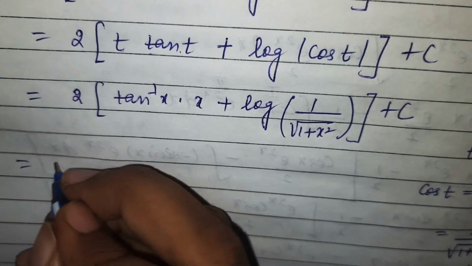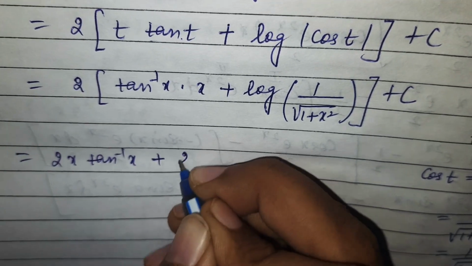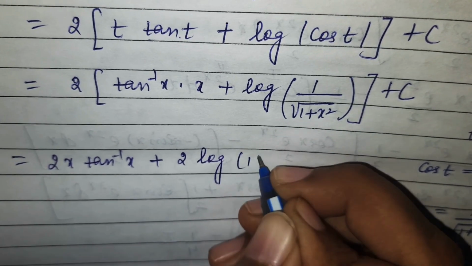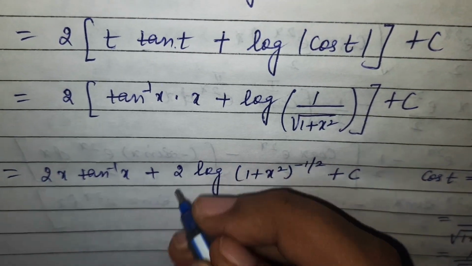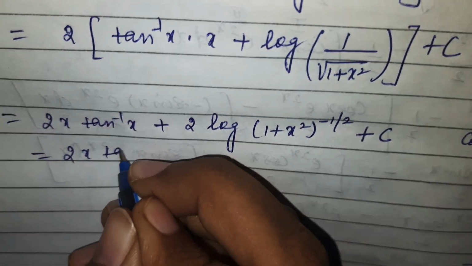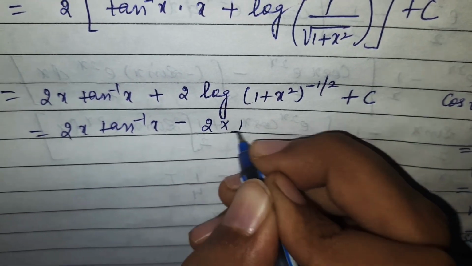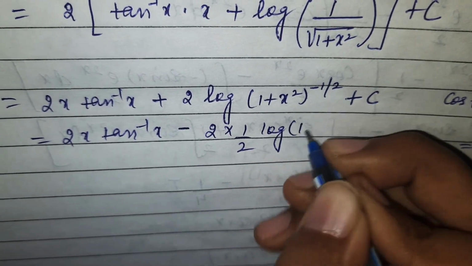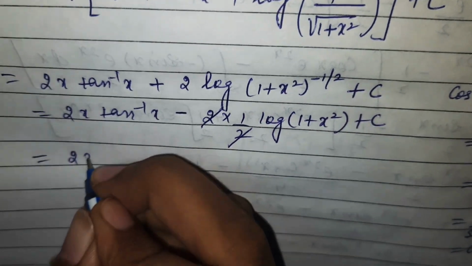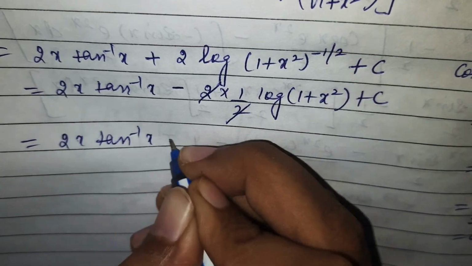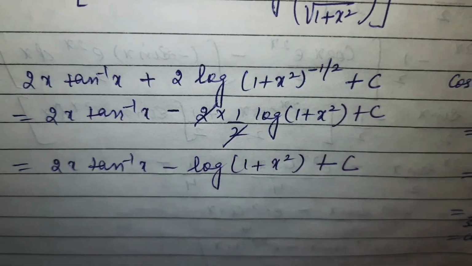So final answer you will be getting 2x tan inverse x plus twice of log of 1 plus x square raised to the power minus 1 by 2 plus c. This power can come here. So 2x tan inverse x, so minus will come here, minus 2 into 1 by 2 log of 1 plus x square plus c. So final answer is 2x tan inverse x minus log of 1 plus x square plus c. So this is your final answer.